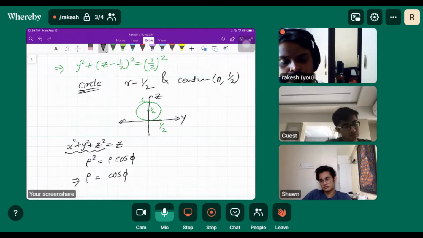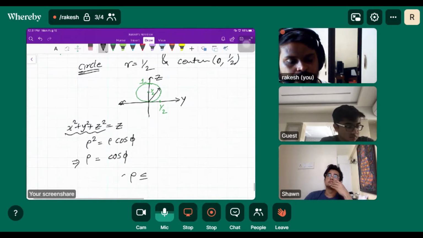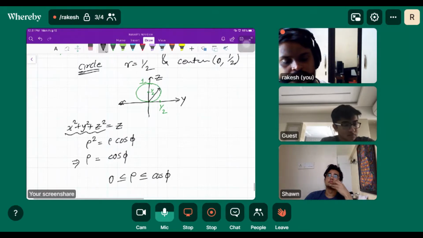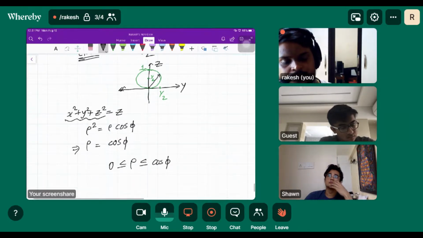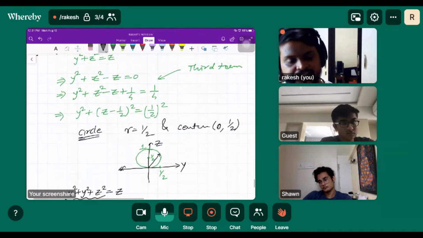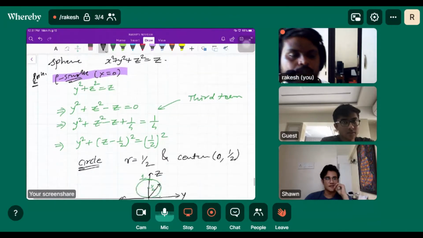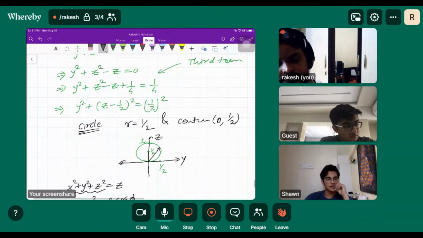So it's going from 0 to cos phi. Okay, so the range of the interval of rho is from 0 to cos phi. And what about phi? To understand phi, we have to draw the complete region here. The other surface is z is equal to root x square plus y square. That's a cone, isn't it?